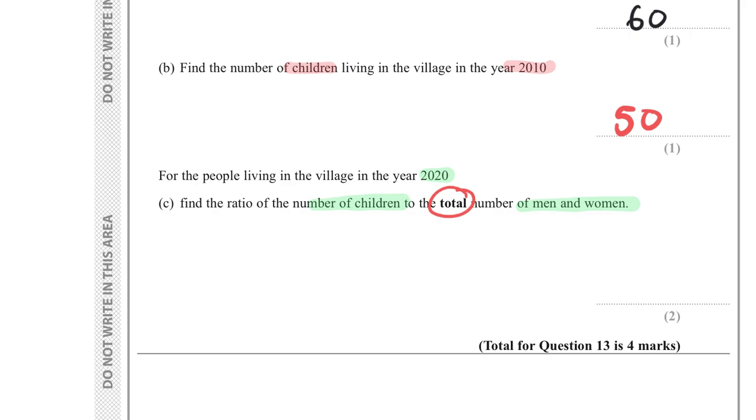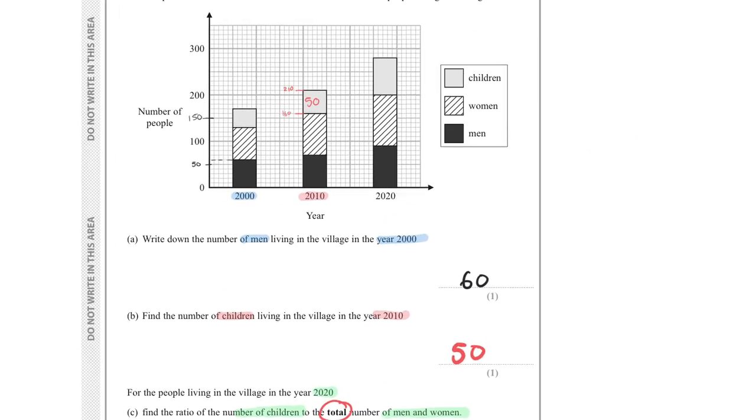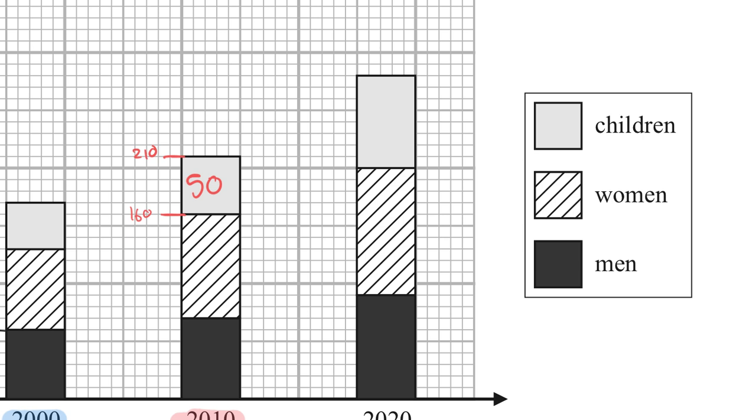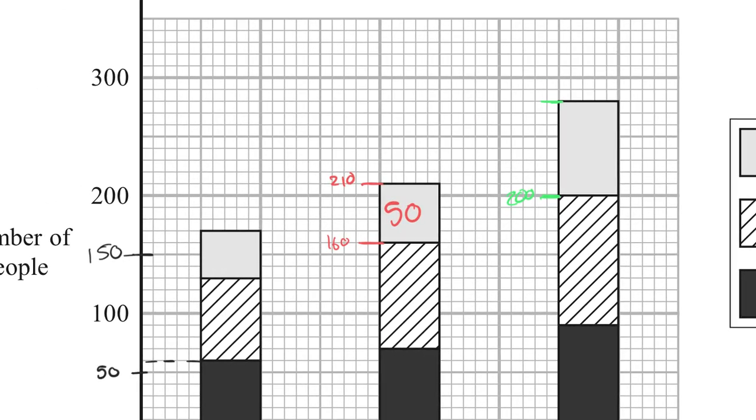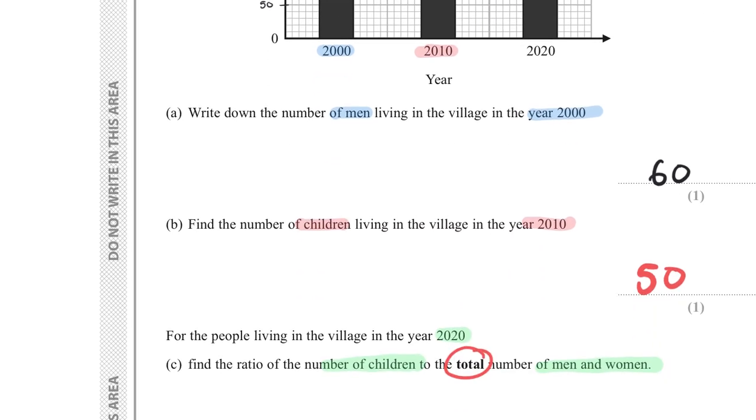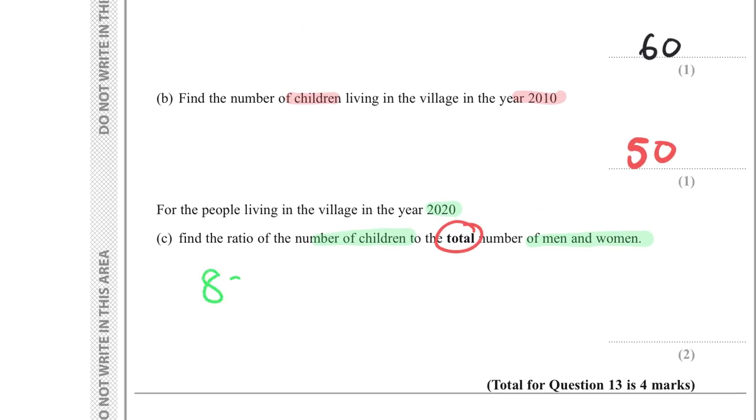Okay, so let's find out how many children there are first, might as well. Here we go. Okay, so we've got the children, we'll go from there to there. So we're looking from 200 to, oh, where's that? So we've got 250 here, 260, 270, 280. So this block must be 80. Alright, so there's 80 kids. First thing we need to know. 80 children. So that's half the ratio done.